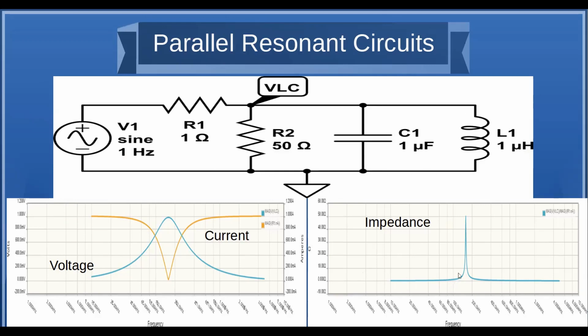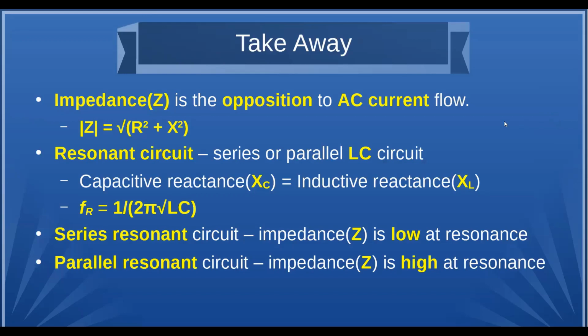And this was a little calculation of, at that frequency, how the impedance changes. Turned out this is what we call a very high Q circuit. So it's a very narrow band where it's resonant. Okay, so impedance is the opposition to AC current flow. It's the square root of the sum of the squares of the real and reactive components.